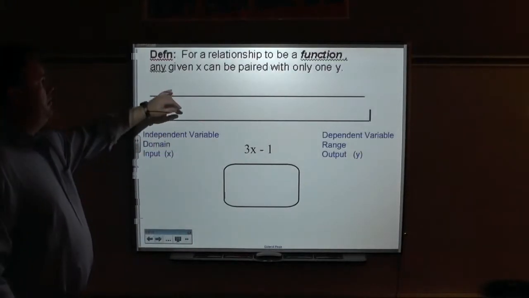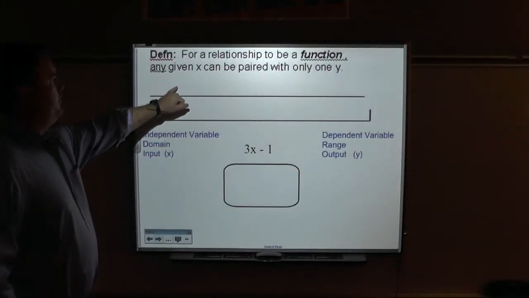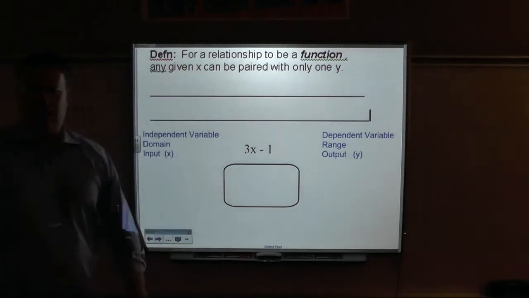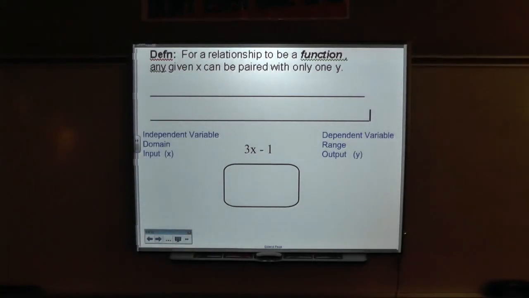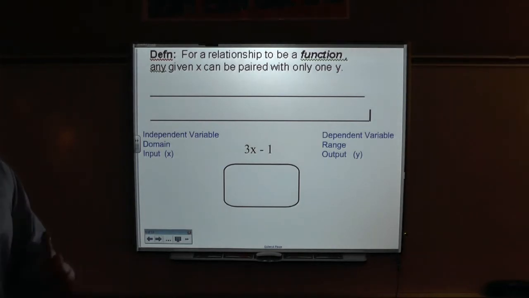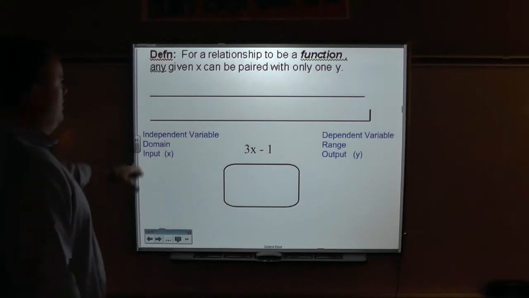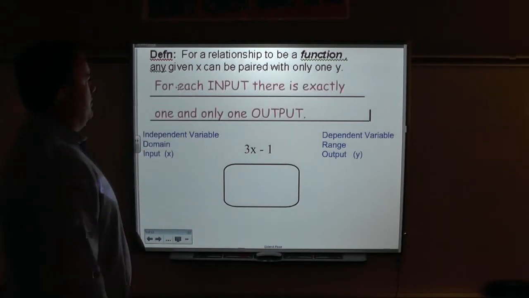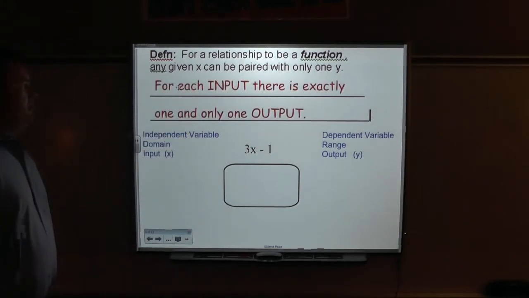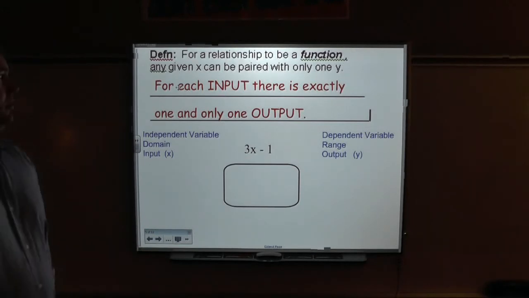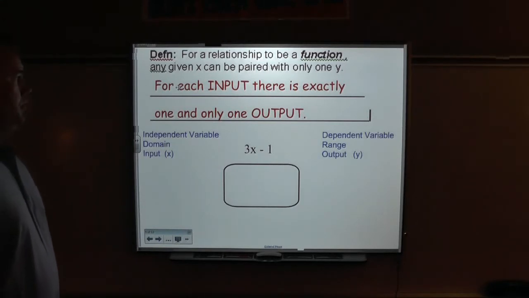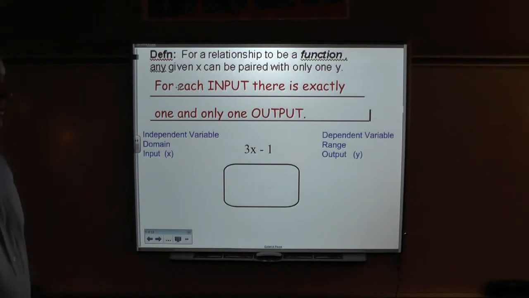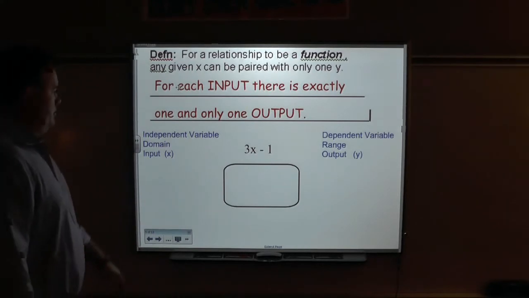Alright, so for your notes, what is a function? This right here is the formal definition of a function. For a relationship to be a function, any given x can be paired with only one y. That is the formal definition. I'm going to give you another one to think about. For each input, there is exactly one and only one output. Alright. Make sure if you need to pause that, do so.